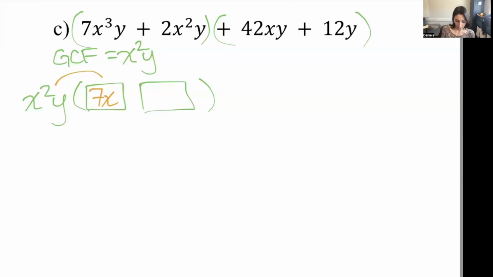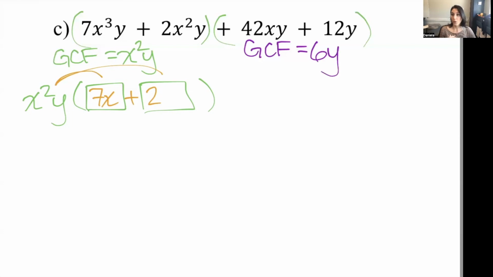And now x squared y times what gives me the 2x squared y? Well, I need a 2, a positive, right? Because a positive times a positive is a positive. X squared, we already have it. And look at that, it already has the x squared y. So actually, we're done with that group. Now, group number 2, I can do in purple here. So what is the GCF of this group? Well, they are both divisible by 6, and they both have a y.